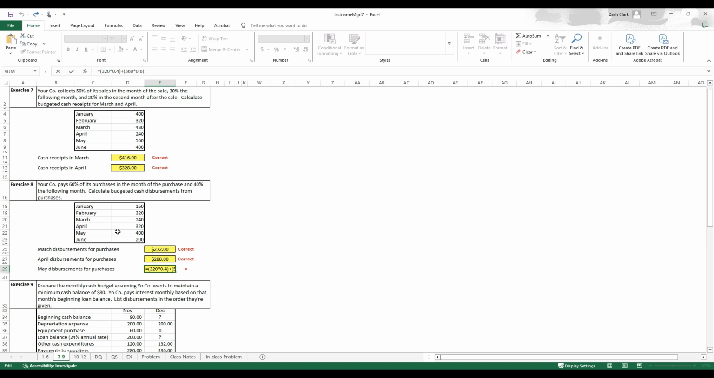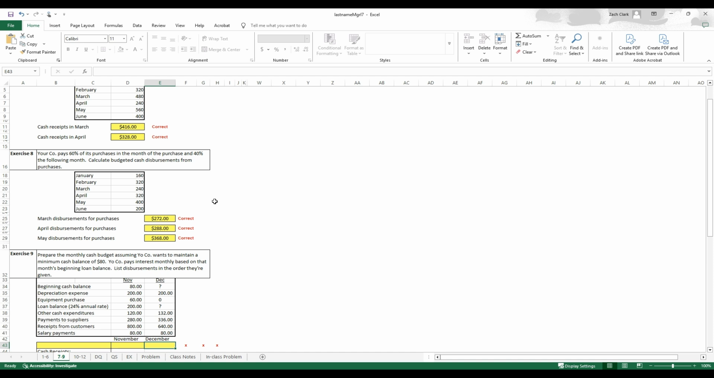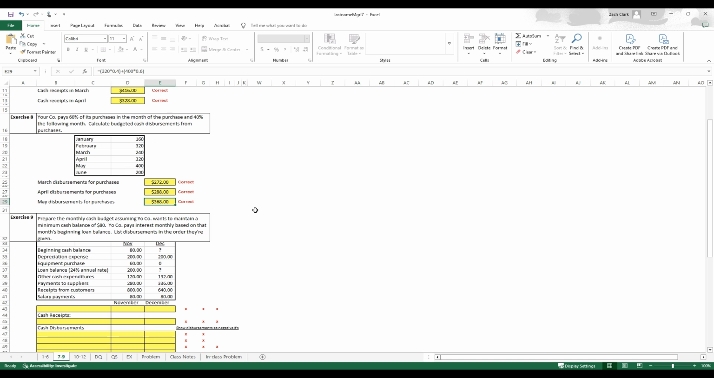Okay, wait, what am I doing wrong? May disbursements. So May is 400, so we need 60. Oh, where did I? How strange. Okay, I don't know what I was looking at there. Somehow I had the numbers in there funky. But so 320 is from April. 40% of that's collected in May. And then 400 is specifically for May, with 60% being collected in that same month.